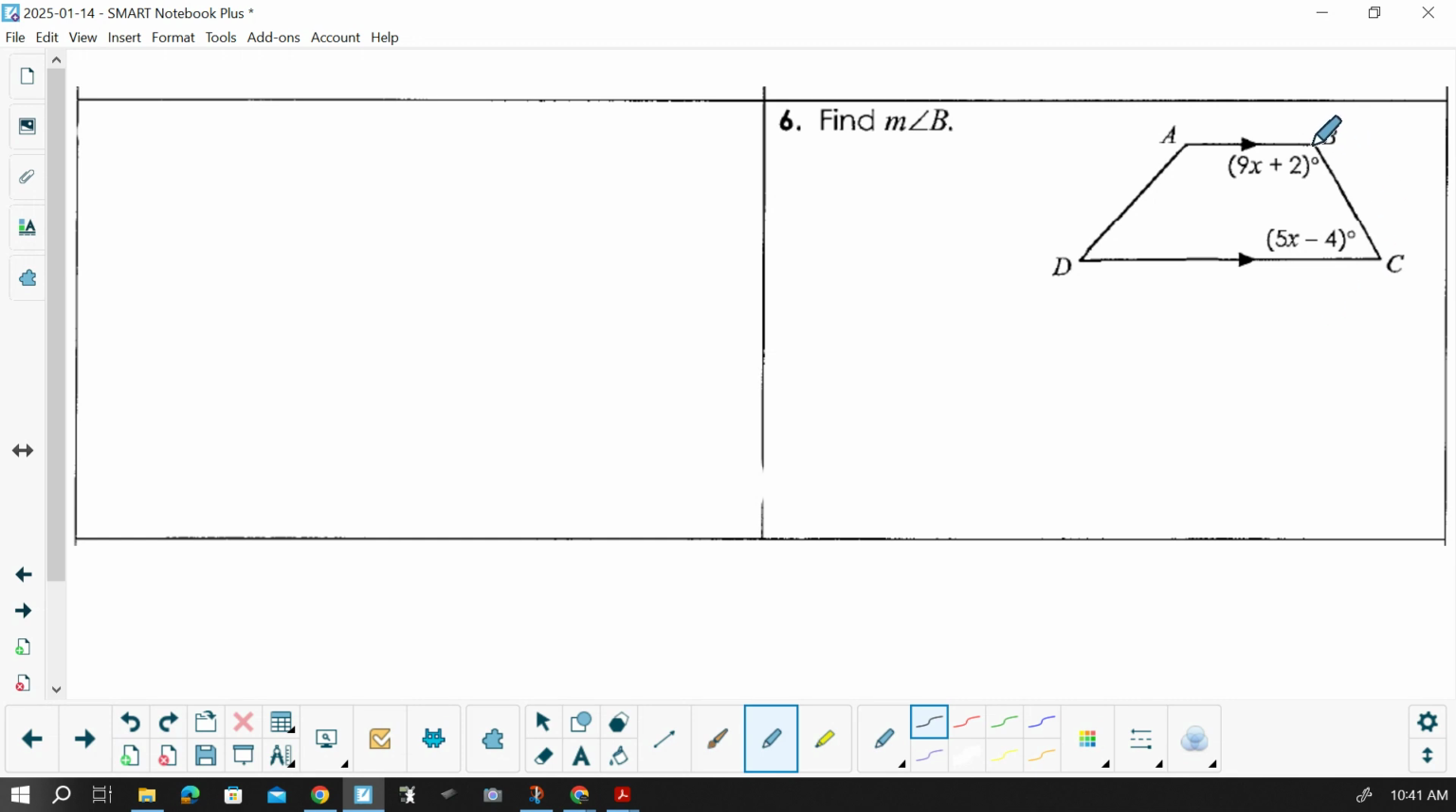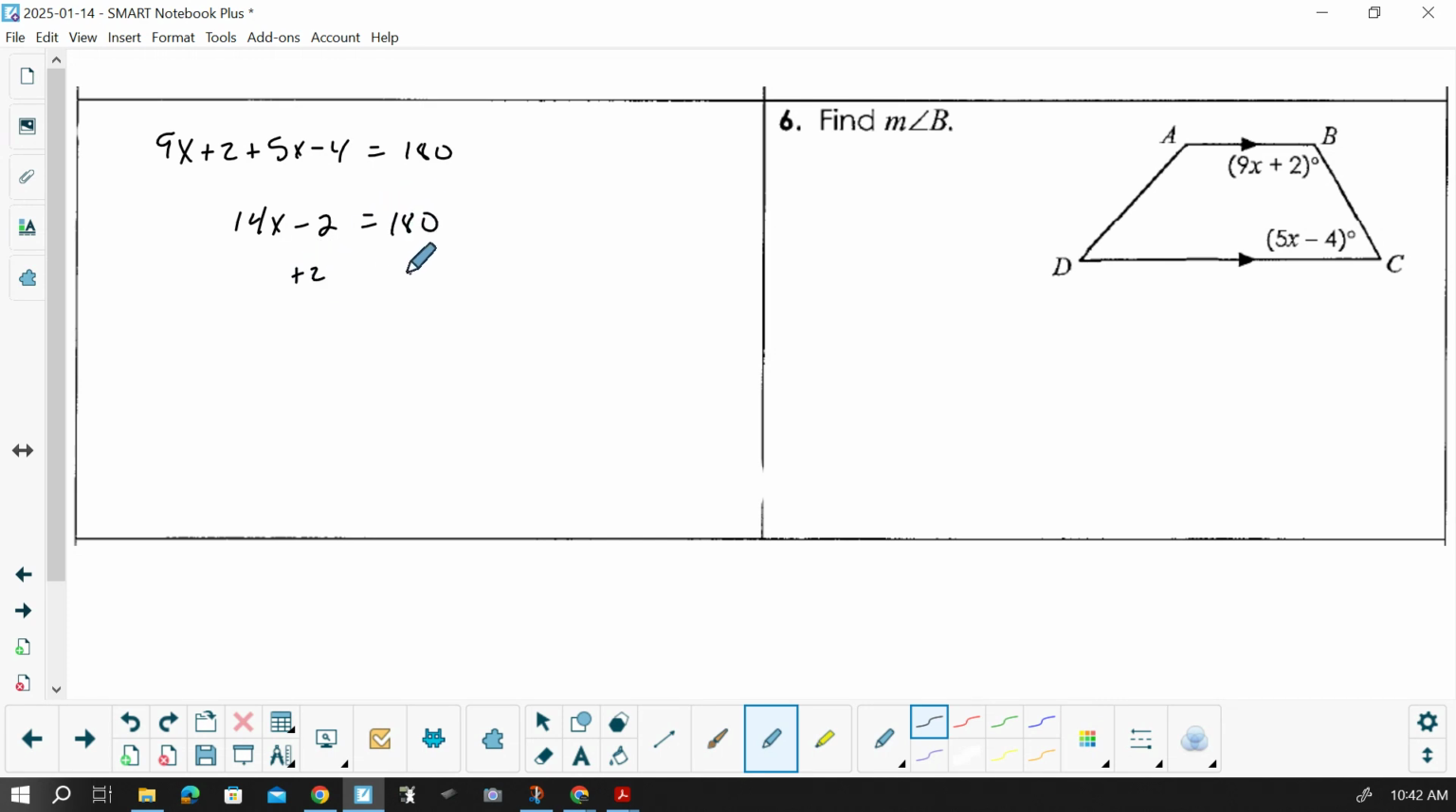Question number 6. Okay, these are again between the two parallel lines. They add up to, let's see, we just did that twice in a row. What should they add up to? Oh, I know, 180. So these should add up to 180. So I'm going to write it over here. 9x plus 2 and the 5x minus 4 together make 180. The 9 and the 5 combine our like terms. That's 14x. The positive 2 and the negative 4 make a minus 2.